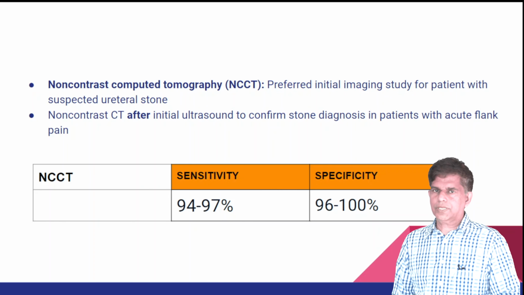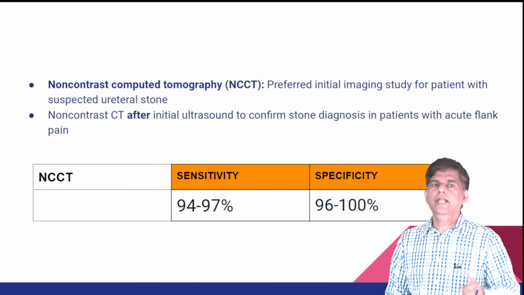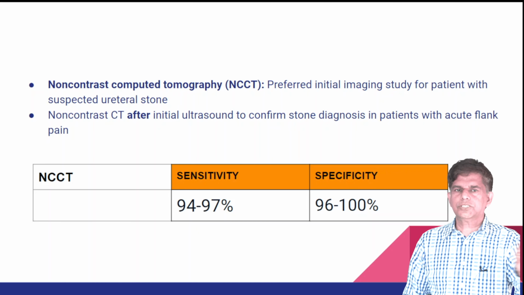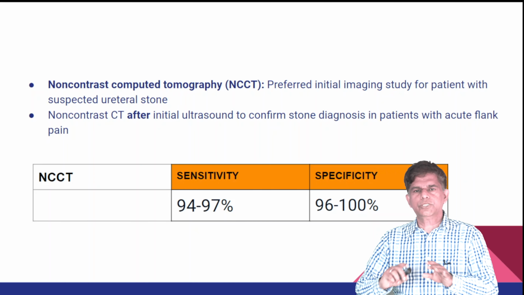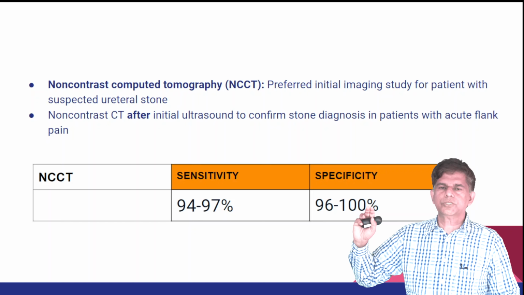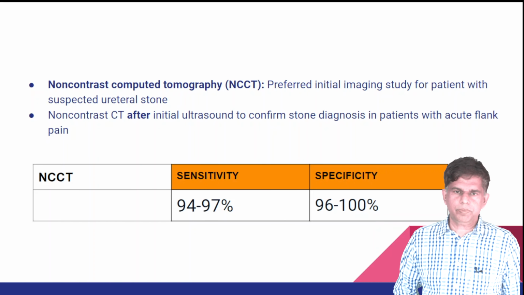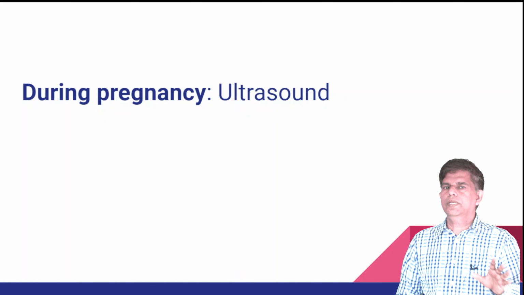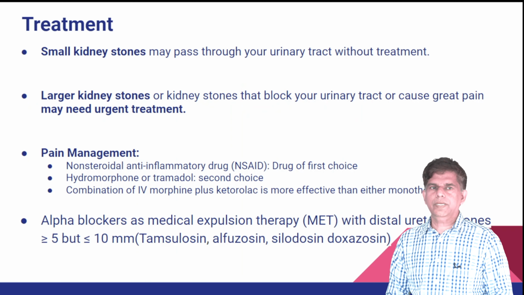Non-contrast CT scan, okay? Don't order a regular CT scan. It has to be non-contrast, that's the word. Look at the sensitivity and specificity: sensitivity 94 to 97%, specificity 96 to 100%. So that is the best test to pick up stones. Remember that, okay? During pregnancy, only do ultrasound. Don't radiate the baby, okay?